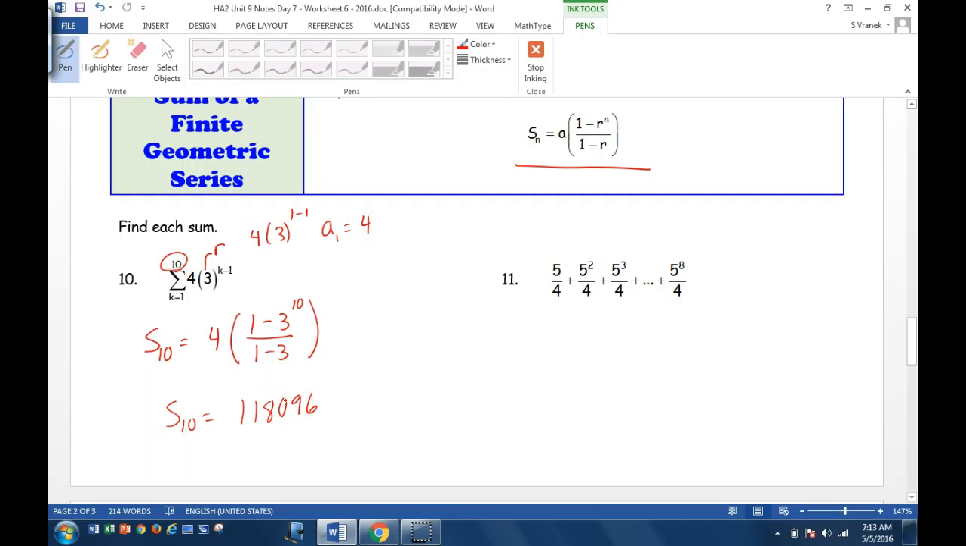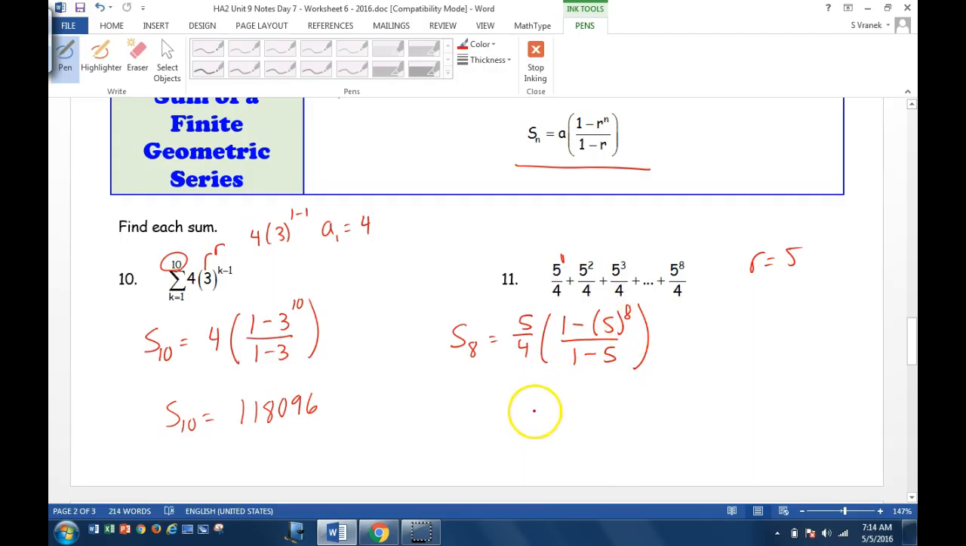All right. So this one here, this is 5/4 to the first, and 5. Okay, so it's just 5 being multiplied on top. So if you guys see this, your r is equal to 5 because we're multiplying by a 5 each time, but the 4 is staying by itself. All right, so the first term is 5/4, so we know the sum of the first, this is 1, 2, 3, 8 terms, is equal to the first term times 1 minus r, which is 5, to the 8th, all over 1 minus 5.